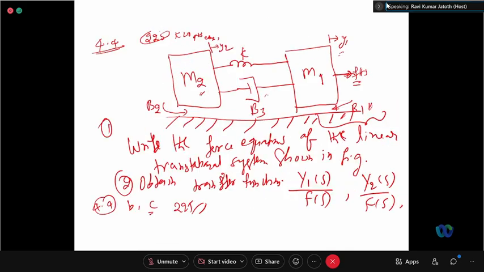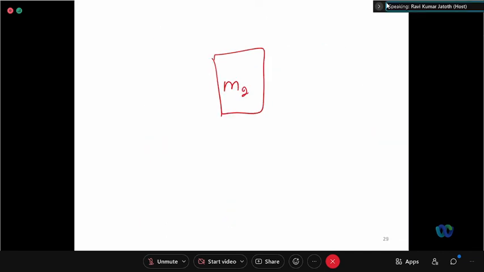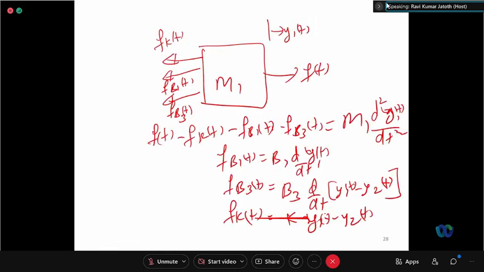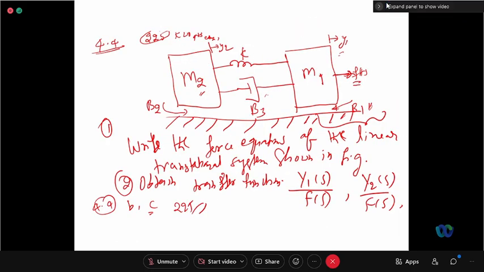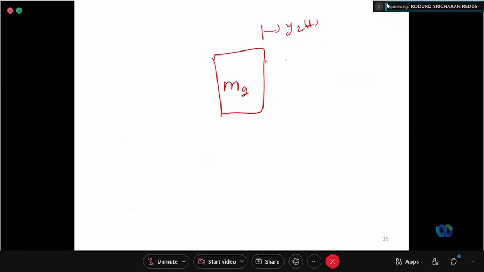So displacement is in the same direction, y2 only, towards the right. Okay, y2 of t is in this direction. What are the forces acting on M2? Spring force, Fb3 and Fb2. So Fk of t is in the right direction or left direction? It would be towards the right. So Fk of t is in this direction.